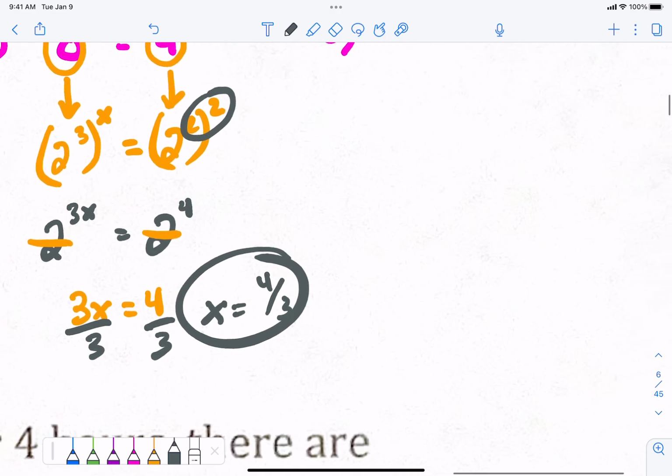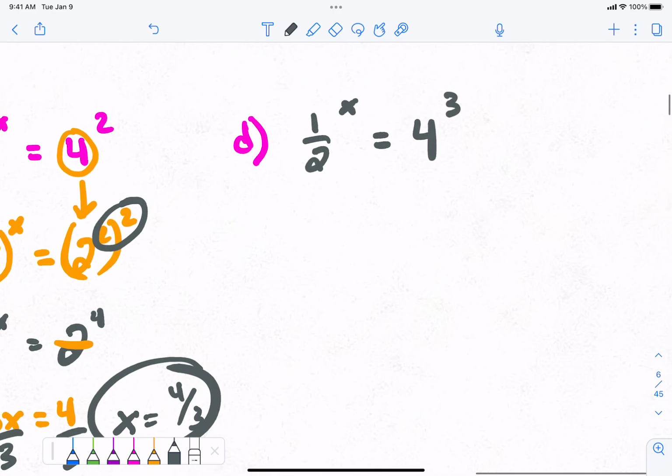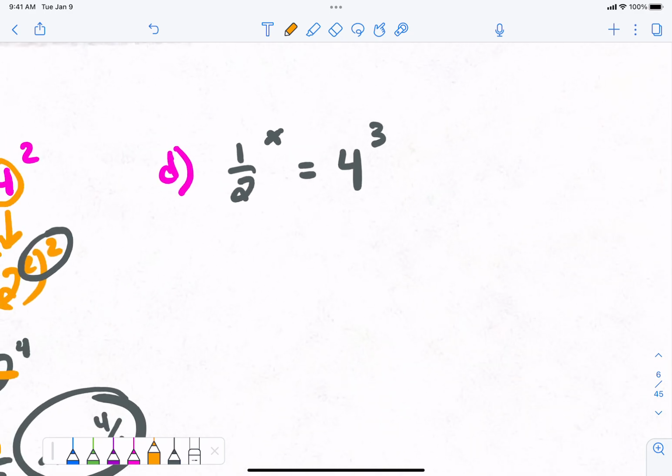So sometimes you have to change each side, and not just one side. Got it? Okay, now I'm going to do one more really tricky thing to you because they're going to do this on your homework. I'm sure of it. Let's say I have 1/2 to the x power equals, let's say 4 to the third power. That's part D. I'm making this one up, so write this off to the side because I know they're going to do this on your homework.